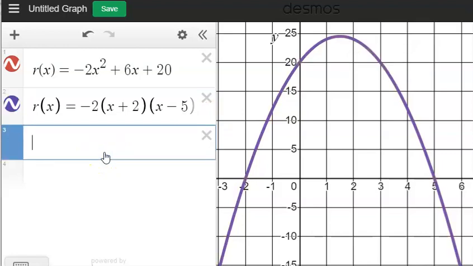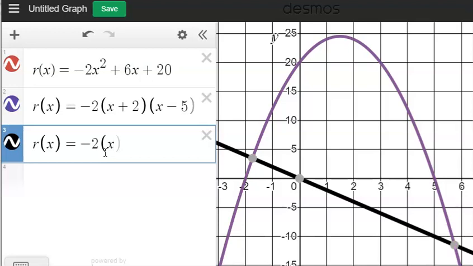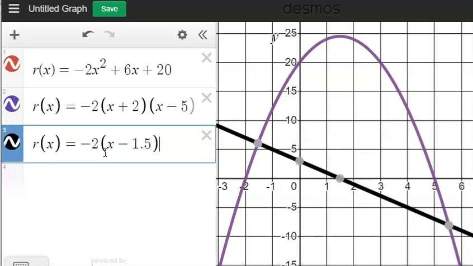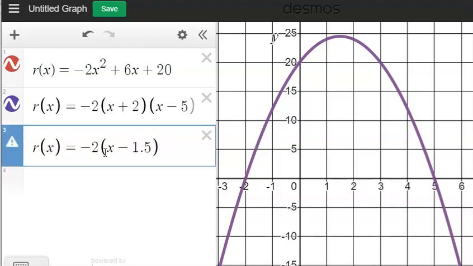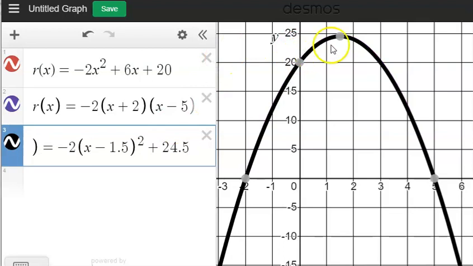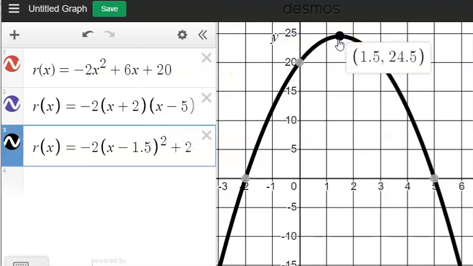All right, so the next one we're going to do the r of x again, same name, do the equal sign, do the -2, and then we'll do x minus 1.5, and then that quantity is squared, so you go shift 6 and put your 2. And then you got to go right to get off that exponent, and then we're going to go up. 24.5? Okay. So that's the point.